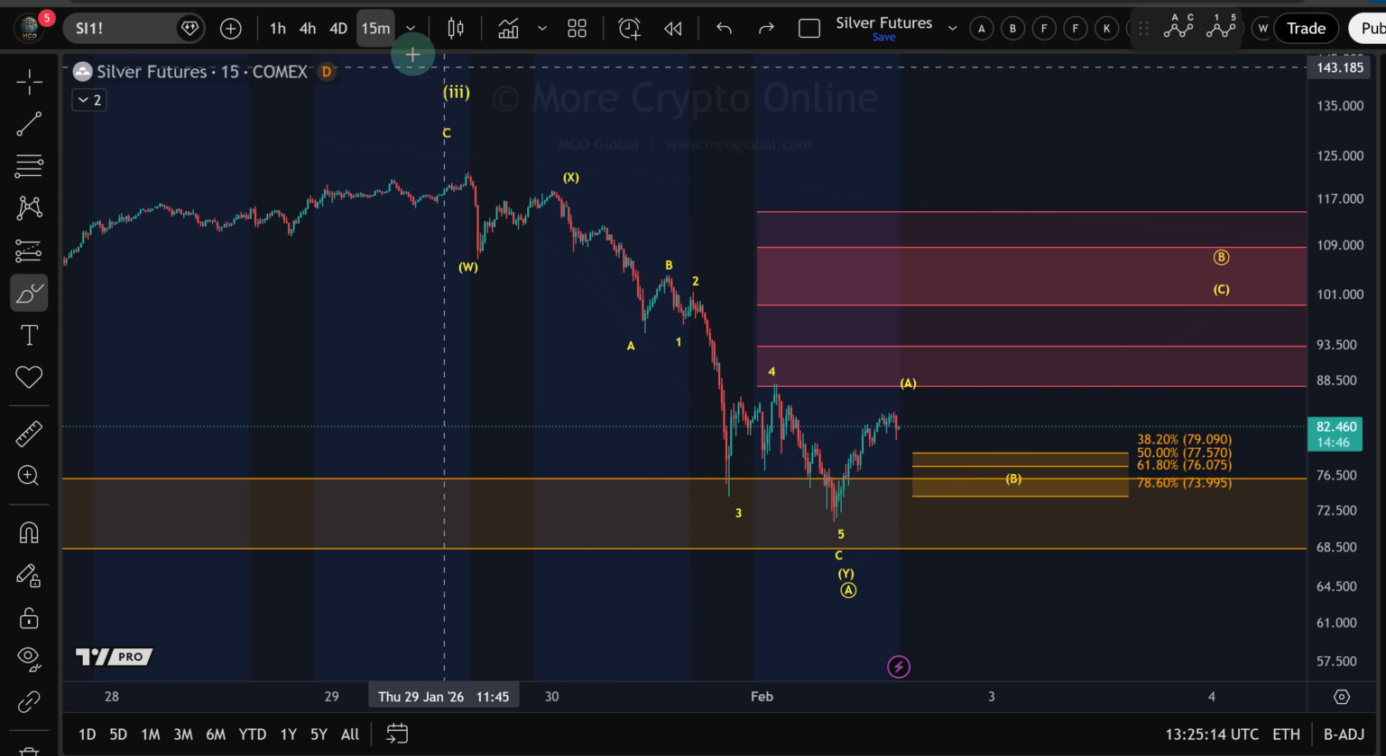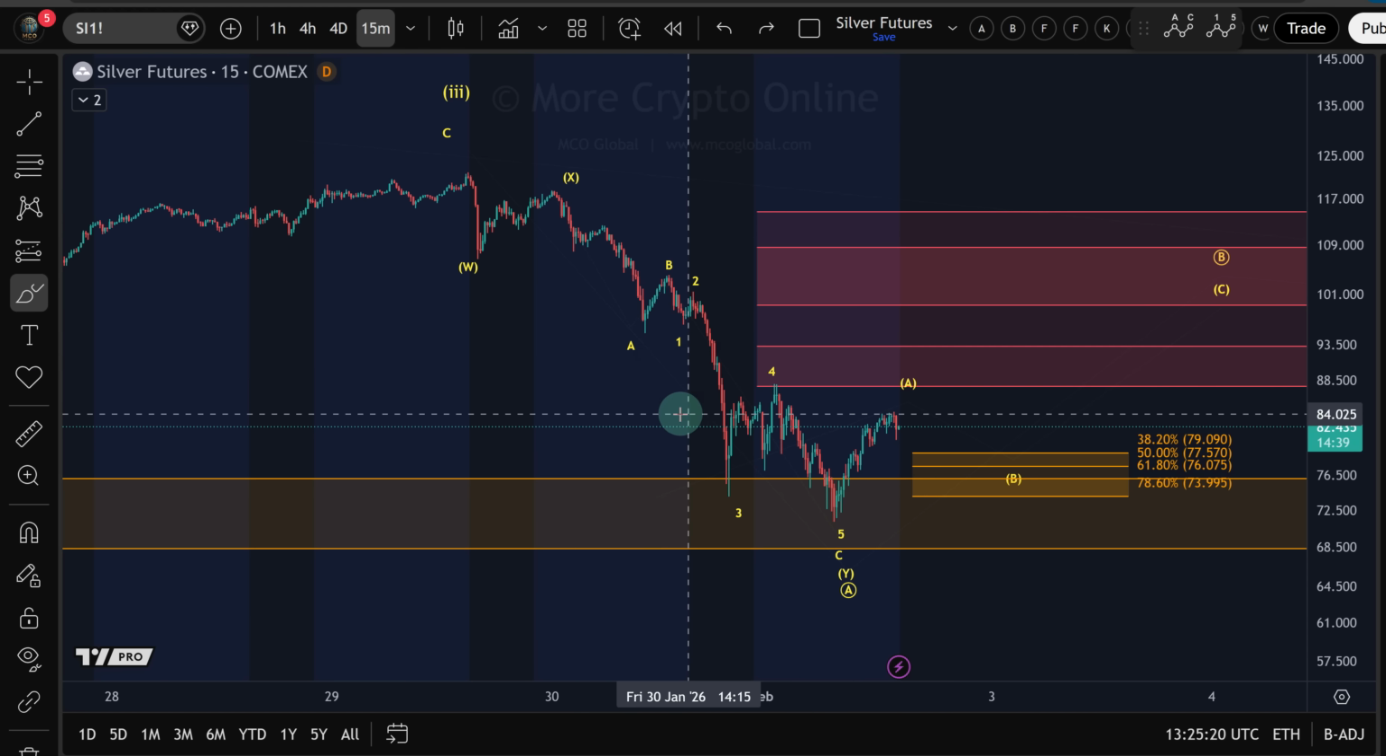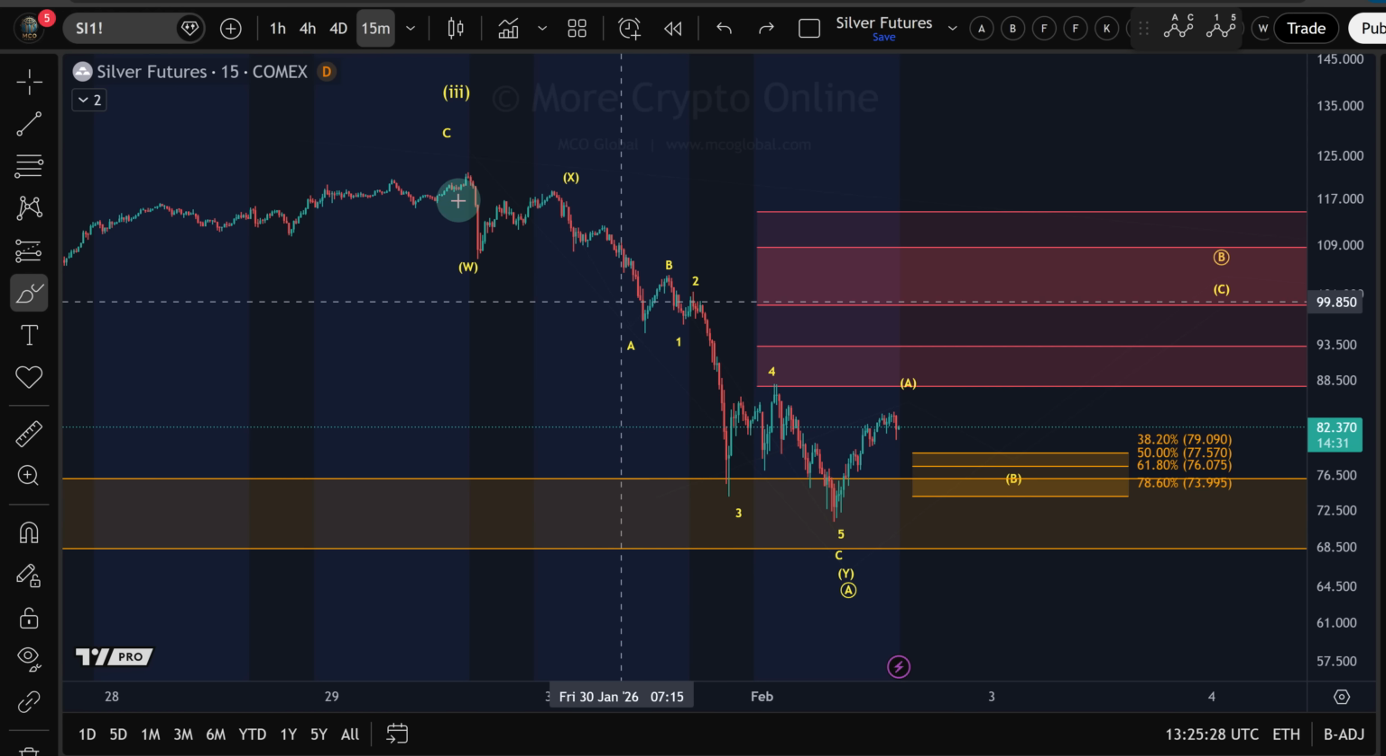So if you look at this, this is the 15-minute chart, so it's a really, really small time frame. And to be honest, it often doesn't make sense to take a look at a chart from an Elliott Wave point of view on the 15-minute chart. I still do it for educational purposes, but it is very, very small, so it has limited predictive value.